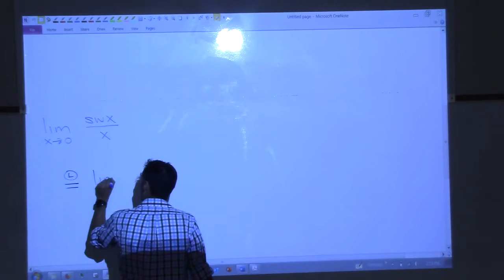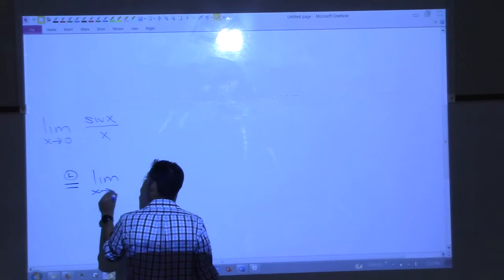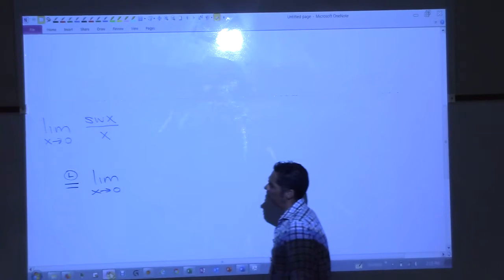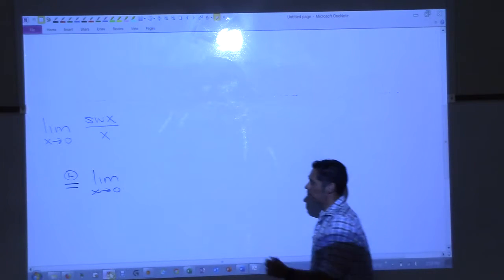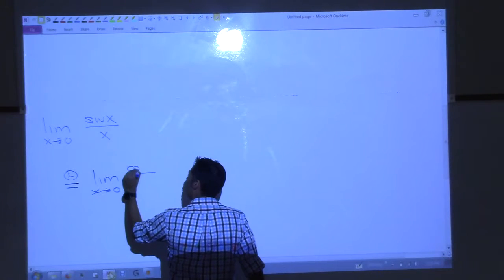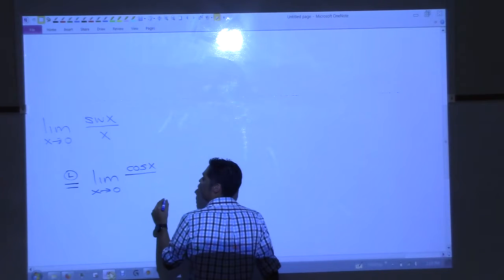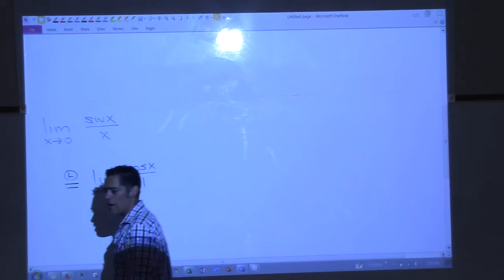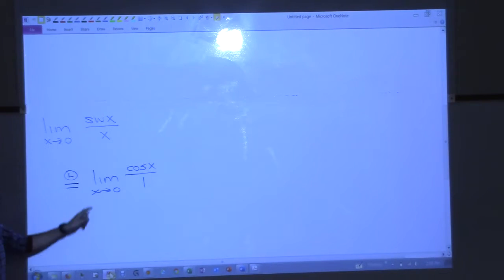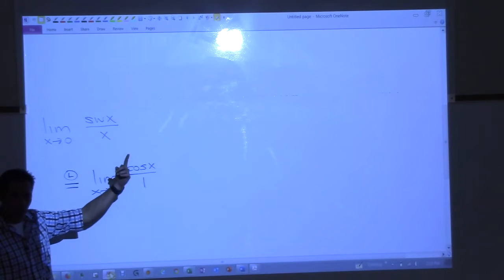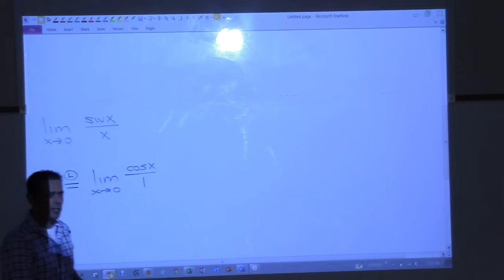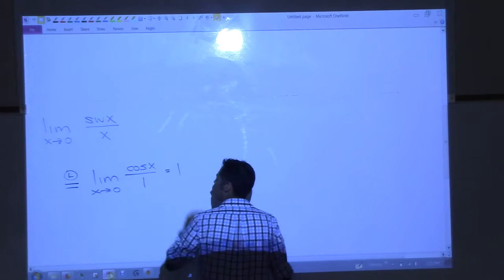So equals, let's see, limit as x approaches 0. And now, what are we going to take the limit of? The top's derivative, which is cosine x, over the bottom's derivative, 1. Okay, now try that limit. As x goes to 0, cosine of 0 is 1, over 1. 1 over 1 is 1. And we're done.